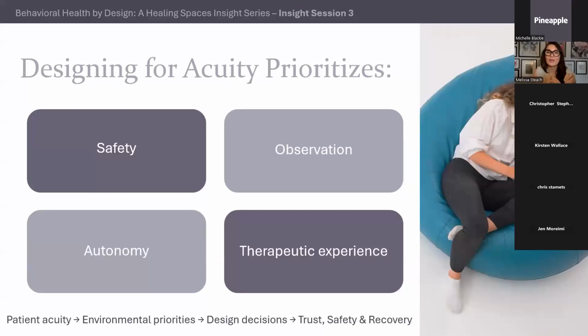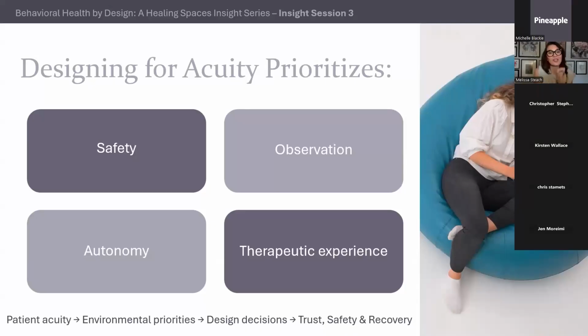Historically, behavioral healthcare environments have sometimes been designed using a one-size-fits-all philosophy, applying the same environmental strategies regardless of where someone is in their recovery journey. Evidence increasingly suggests that matching environmental characteristics to patient needs can improve safety, reduce stress, support staff effectiveness, and enhance therapeutic engagement. In other words, patient acuity should shape our environmental priorities.